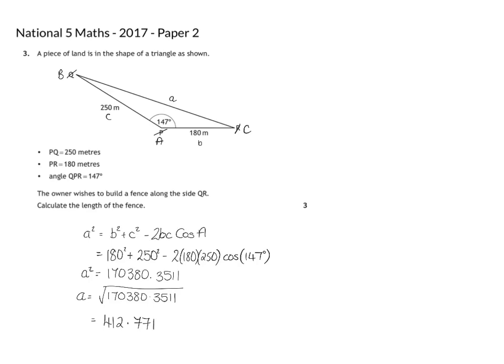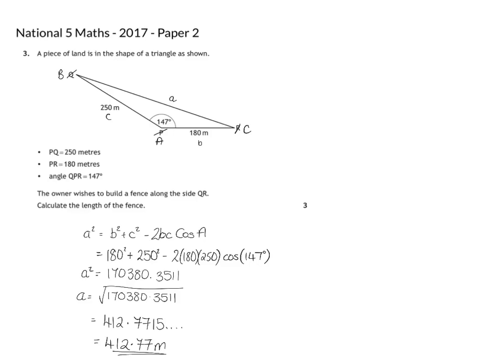412.7715 and some extras. So rounding, 412.77 or 0.8. As long as we round correctly, it doesn't matter really how we round. So we get our answer for A of 412.77 meters. So where do our marks come from in this question?